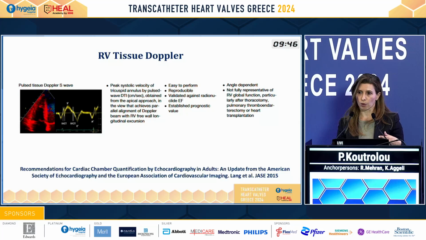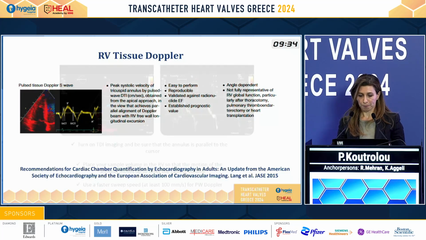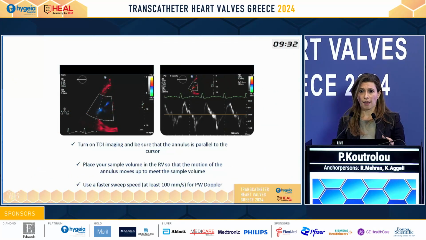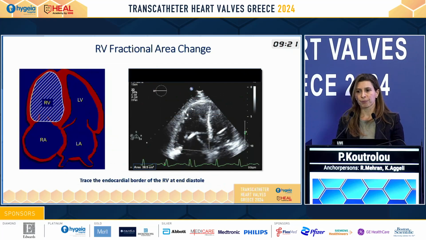And when the S wave is more than 10, then we say that this patient has probably normal right ventricular systolic function. I'm saying probably because, again, we evaluate the basal part of the RV and not the entire RV. Again, here there are data that link the RV systolic wave with the outcomes of the patient. And again, our cursor needs to be parallel with the longitudinal movement.